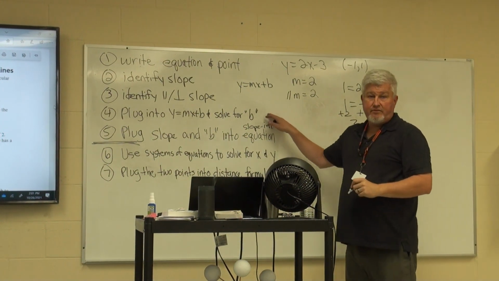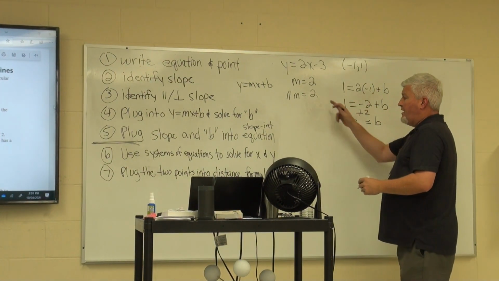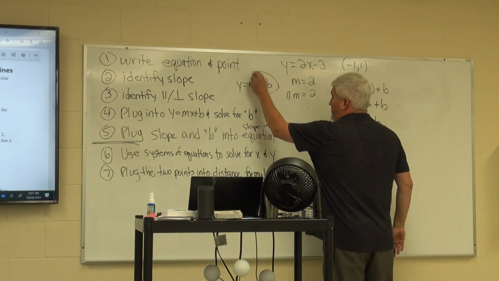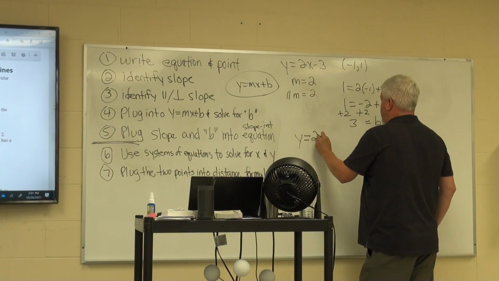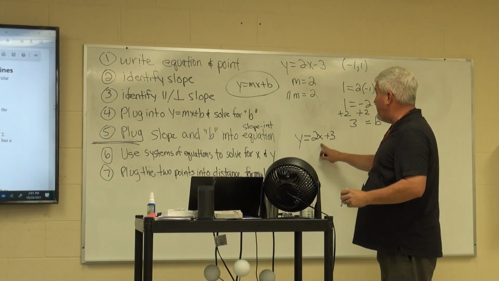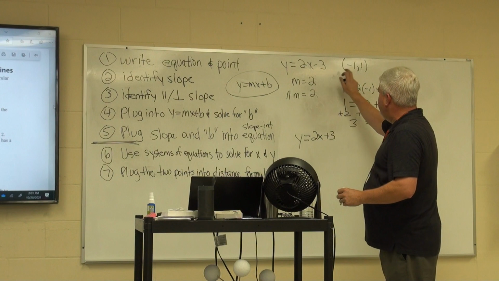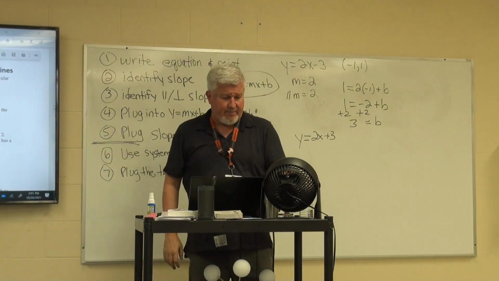Step 4 complete. Last step, step 5, plug the slope and the b back into the original equation. y equals 2x plus 3. So this is the equation for the line parallel to this line that passes through that point. If I made you graph it, you would see it, but I'm not going to make you graph it.